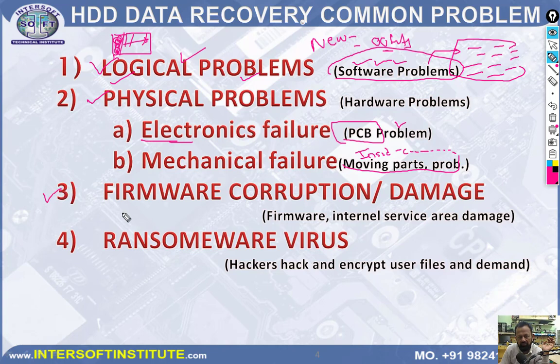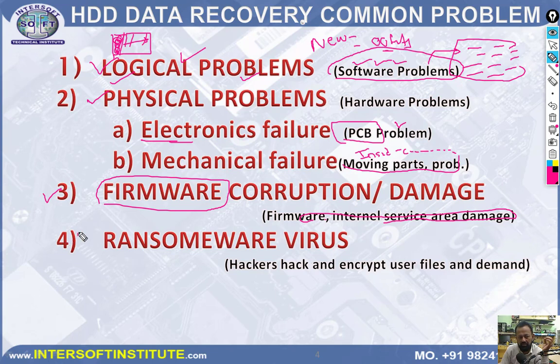Next, third is firmware corruption. Firmware corruption is when the drive cannot be detected. The hard disk will not be detected in the BIOS, or shows the wrong size or not initialized, or a SMART error. These are all firmware related problems. That is an internal ROM damage or something, bad sectors in the service area.